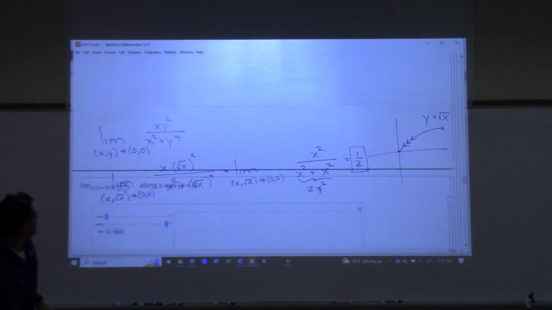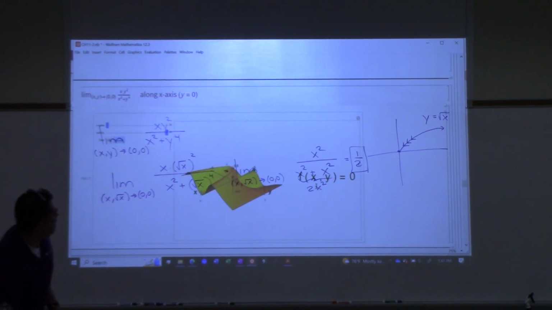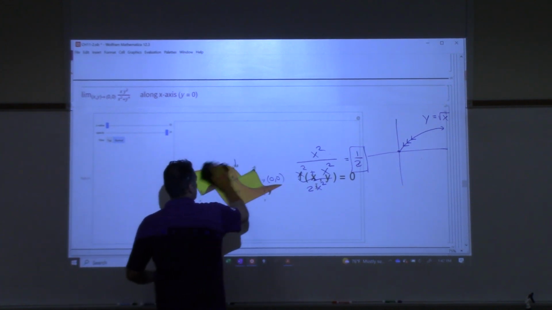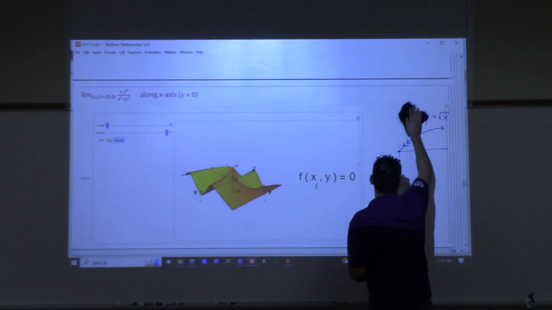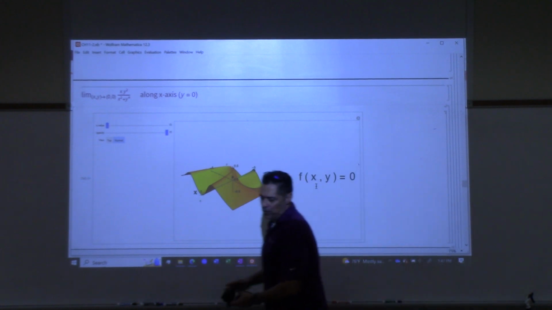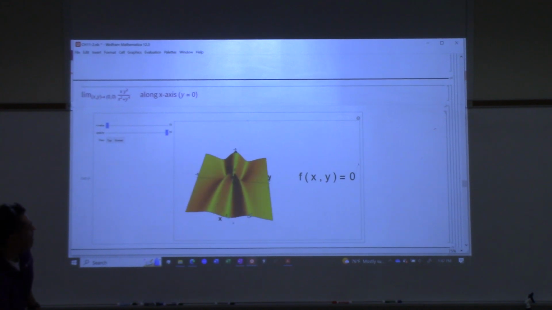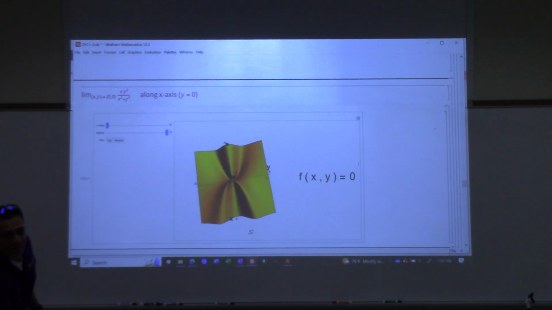Let me look at my notes. Let's look at the actual surface, because I think it's really worth us seeing this surface. It's really kind of cool looking. Here's the surface, right? It's really kind of nice, isn't it? Do y'all see those parabolas? Do y'all see those little parabolas in there?